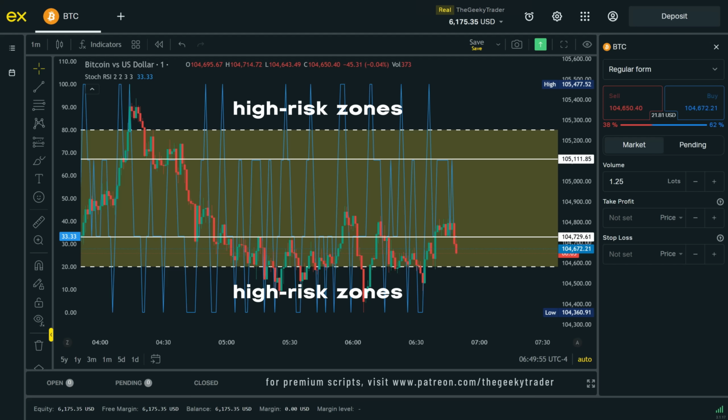Wait for better confirmation near the key levels we've drawn, where the stochastic RSI aligns with price structure and the odds are more in your favor.